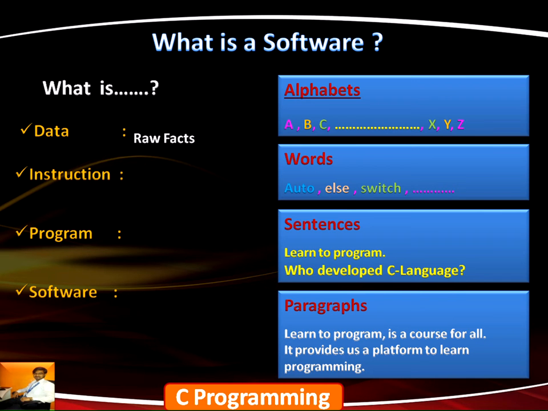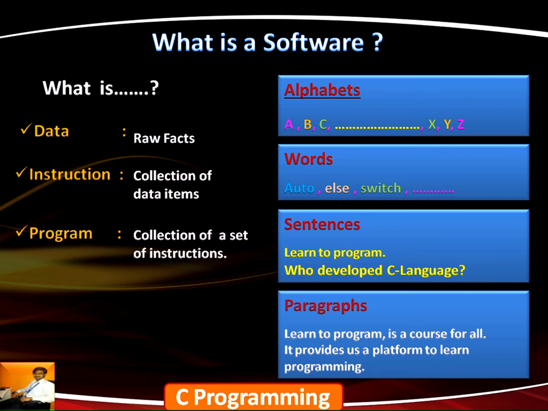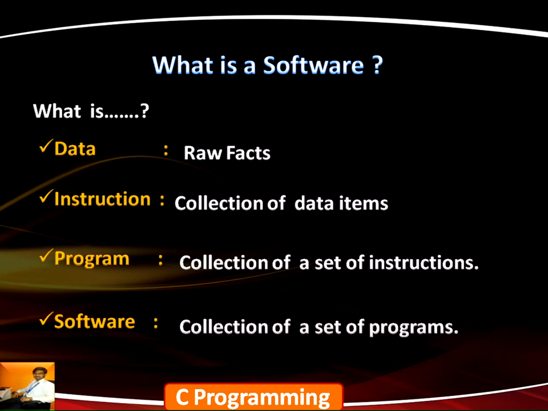Data are the basic raw facts which really do not have any specific meaning. Something like all the characters, digits, and special symbols. And the set of these data items form an instruction. And the finite set of instructions is a program. And the collection of these set of programs is going to form a software. So, the data is raw facts, instructions are the collection of data items, program is a set of instructions, and software is a set of programs.